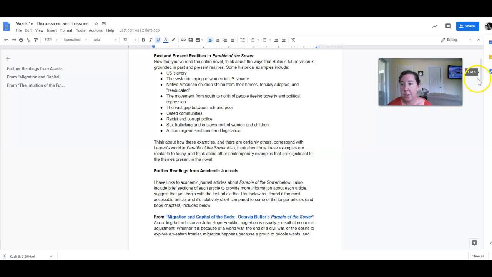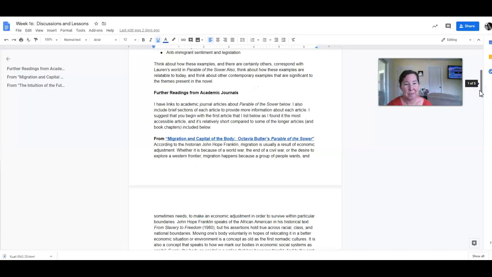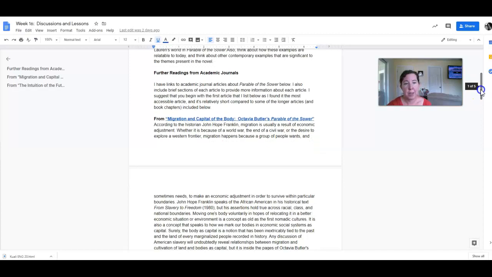And for the remainder of this lesson, for lack of a better word, I included some short excerpts from academic journals. I found all of these in JSTOR. So if you have access to JSTOR, you can look. There are others that I didn't include, but I did include links. So I downloaded the PDF format of each article, and then I have a link to the PDF format.